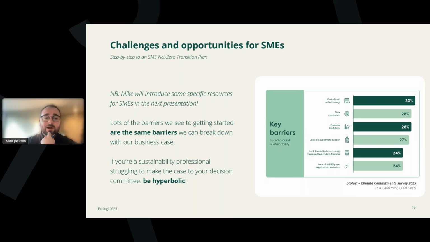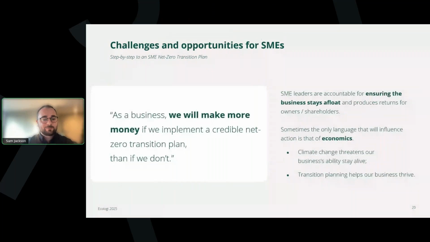And I've gone even more hyperbolic on my next slide, which is to say, just use the argument, as a business, we will make more money because that's what we're here to do. That's what the CEO is accountable to the board to do, to generate returns, to produce revenue, and we will make more money. We'll be a more successful business if we can implement a credible net zero transition plan than if we don't.